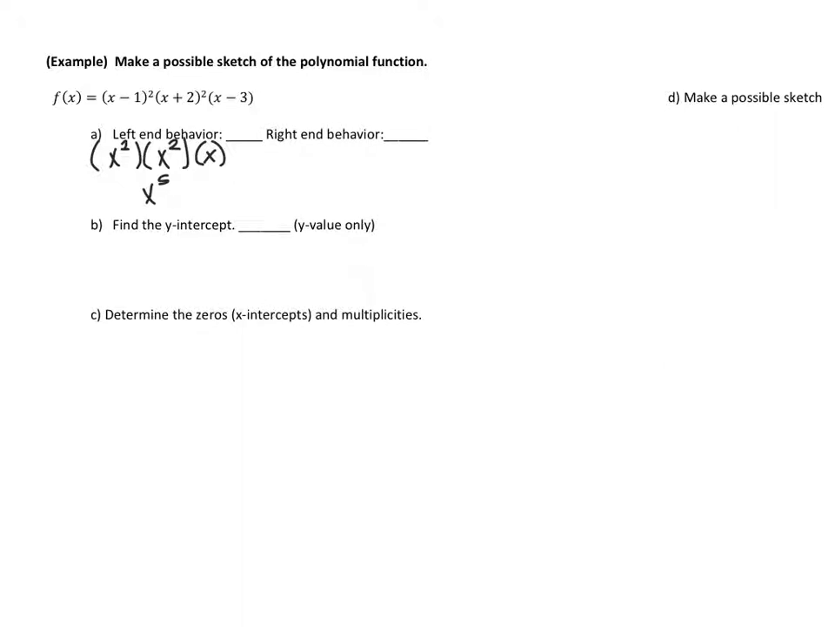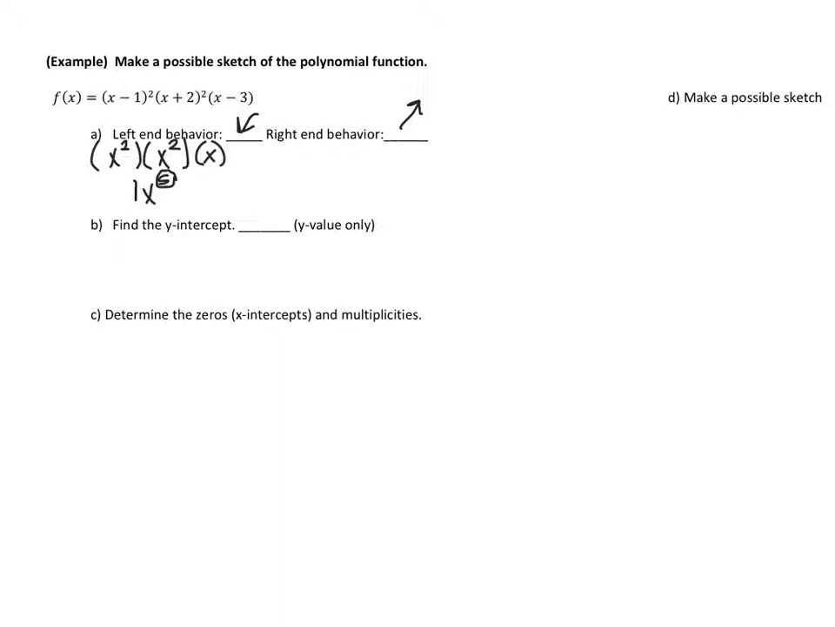So let's find our end behavior. The coefficient of x to the 5th is 1. Since it's a positive 1, we know the right end behavior goes up. And then if we look at the degree, which is 5, remember odd means opposite. Therefore, the left end behavior goes in the opposite direction, which is down. Okay, let's go to B and let's find the y-intercept.